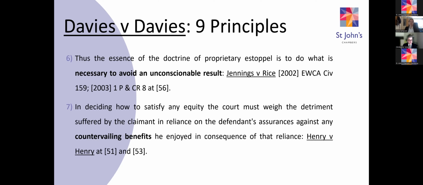Firstly, it was suggested that the focus is on what is necessary to avoid an unconscionable result, which is perhaps more straightforward in its expression than in its application, as is underlined by the very different approaches taken in the Supreme Court in Guest to what the unconscionability is that the courts are trying to avoid, let alone how it should be avoided. And so this is something that I'll return to. Secondly, and less controversially, any benefits enjoyed by the claimant as a result of their reliance should be weighed in the balance against the detriment suffered, although that is not something to which the Supreme Court turned its mind in Guest.